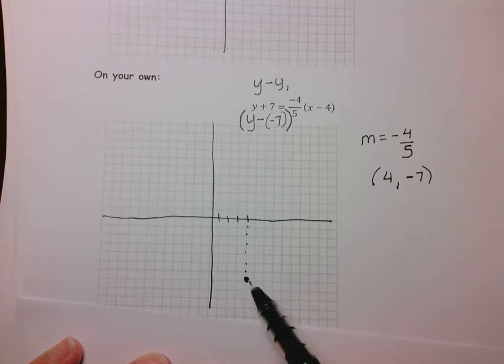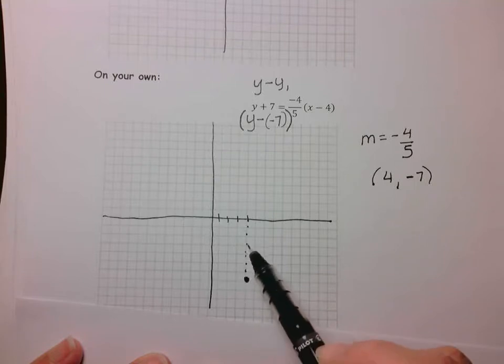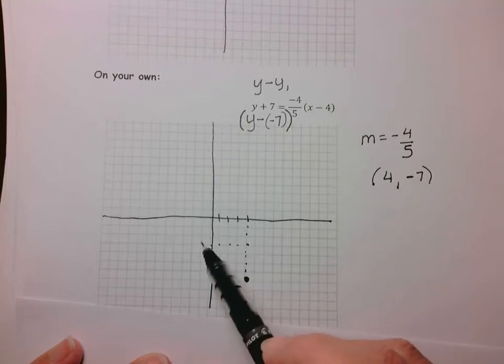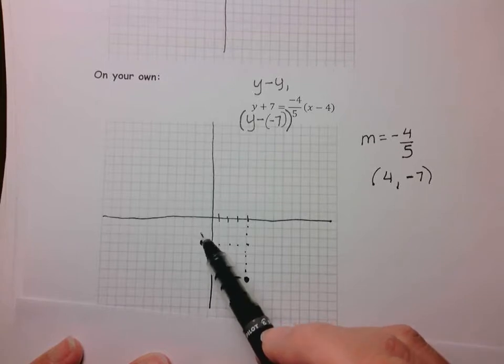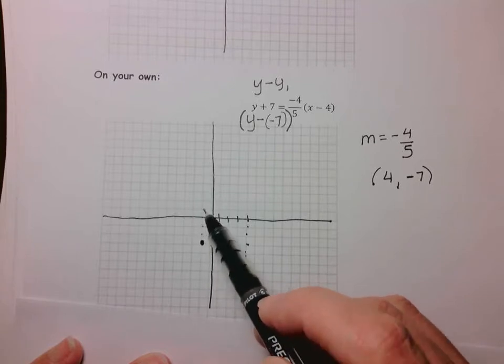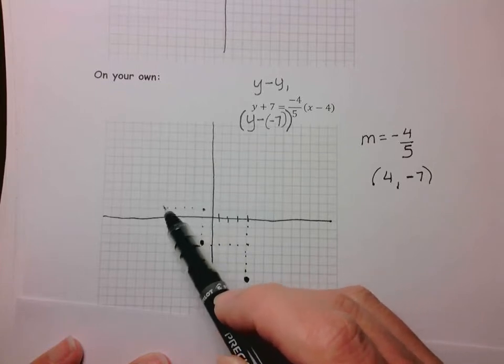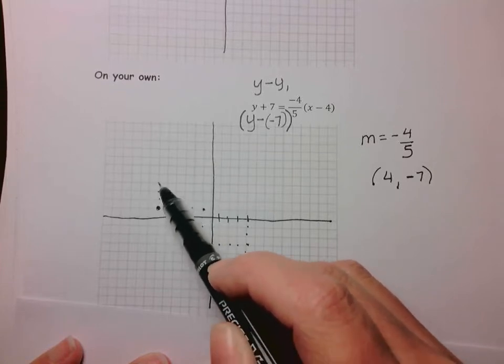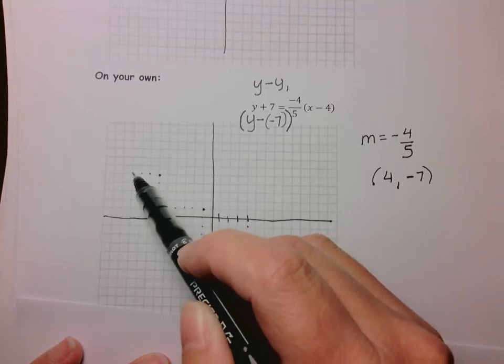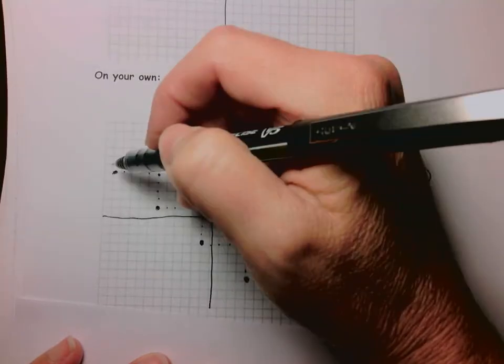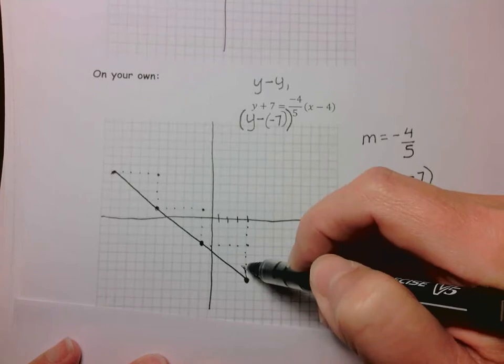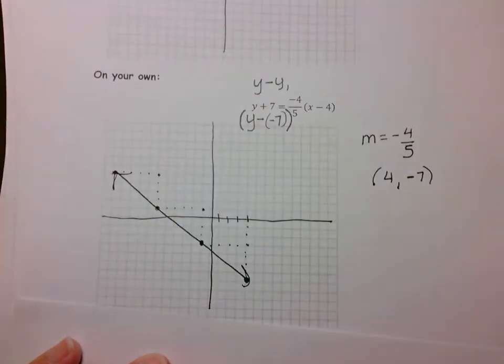My slope is a negative 4 over 5. Up 4, over to the left 5. Up 4, left 5. Because I want this to be a negative slope. And how many points do you need to put in there? Well, enough that you have a good idea of what this line looks like.